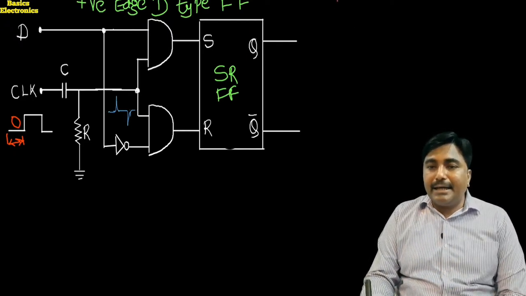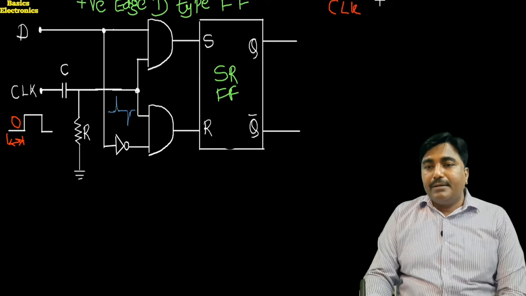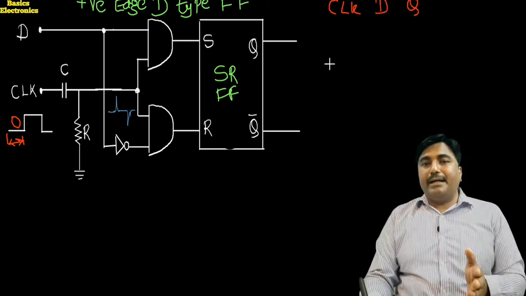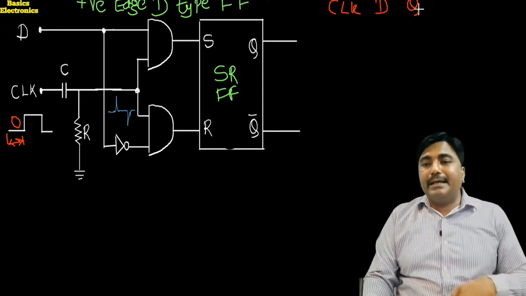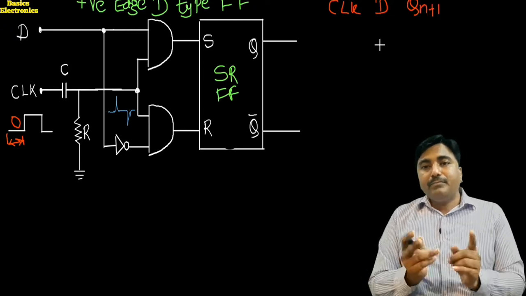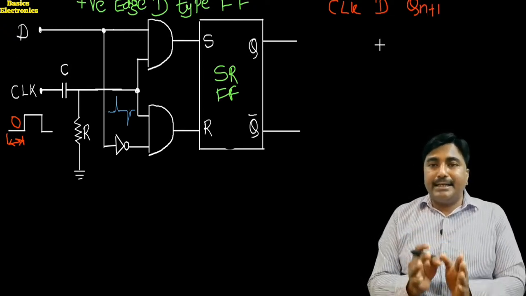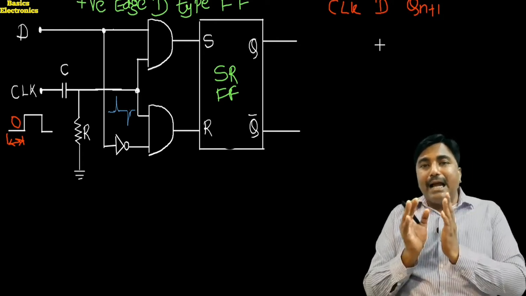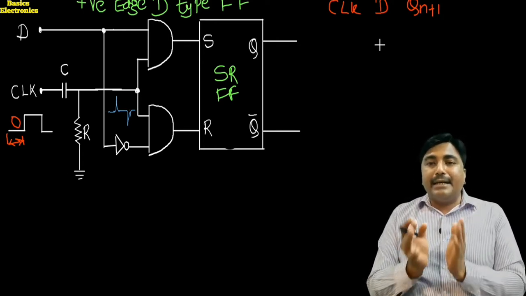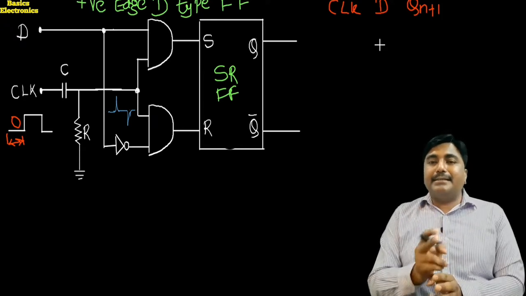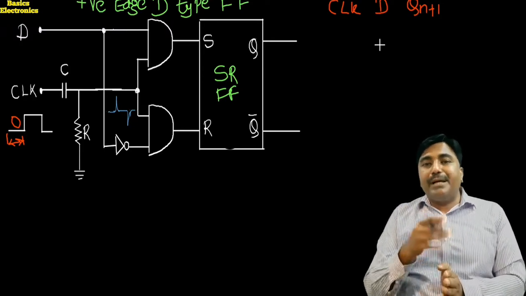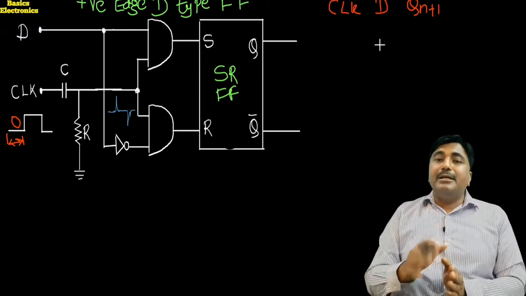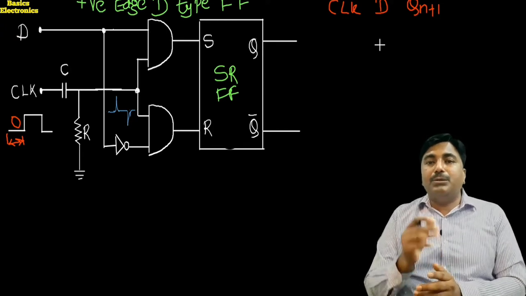So in the truth table, there is first the clock input, then there is a D input, and the two outputs are there. From that, here we write down only one output, and that output is Qn plus 1. In our previous video lecture, we had seen the concept of Qn and Qn plus 1. Once again, I will recall it. The Qn is the condition of the flip-flop just before the clock goes high, and Qn plus 1 is the condition of the flip-flop just after the clock goes high.